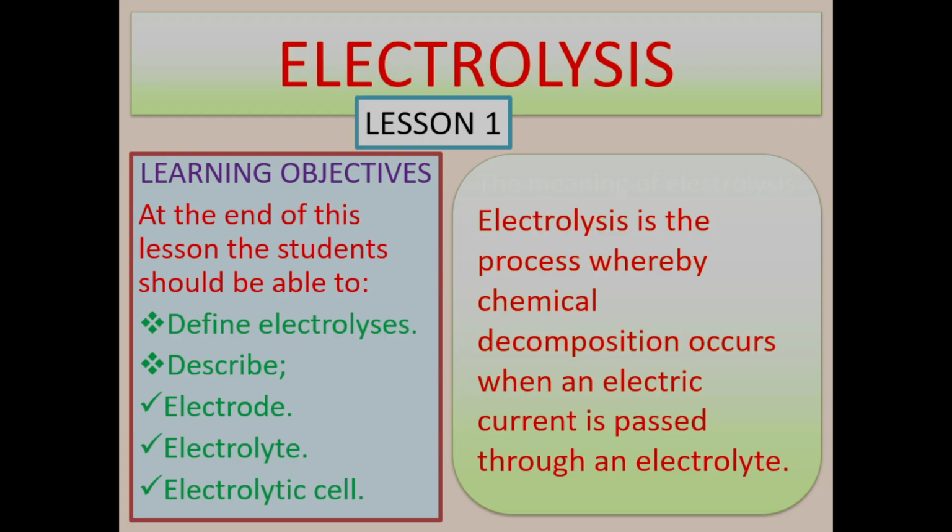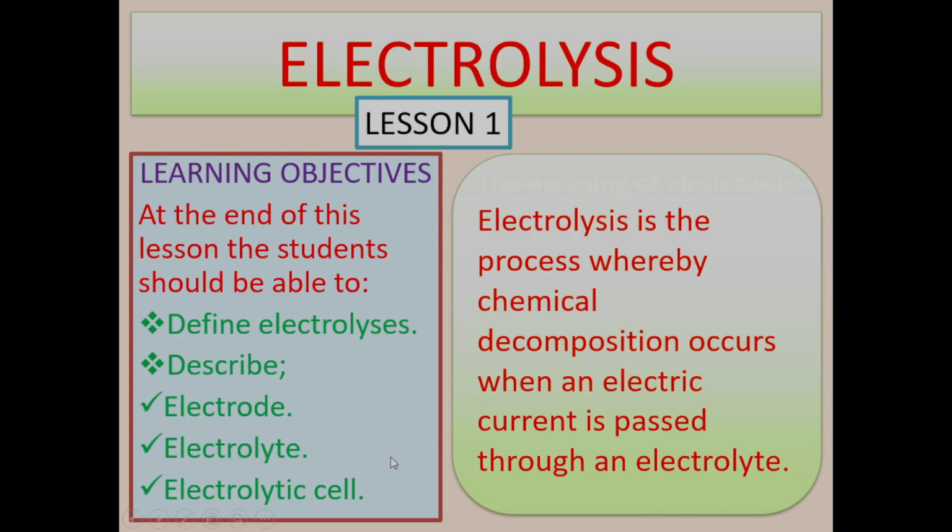Electrolysis is the process whereby chemical decomposition occurs when an electric current is passed through an electrolyte. You can also put it the other way around by saying electrolysis can be defined as the chemical decomposition of a substance by passing electricity through it. In either case, there is a chemical compound, there is a chemical decomposition, and then we also have the other variable, which is passing electricity to it. And in this process, the electrolyte is decomposed into its component ions.